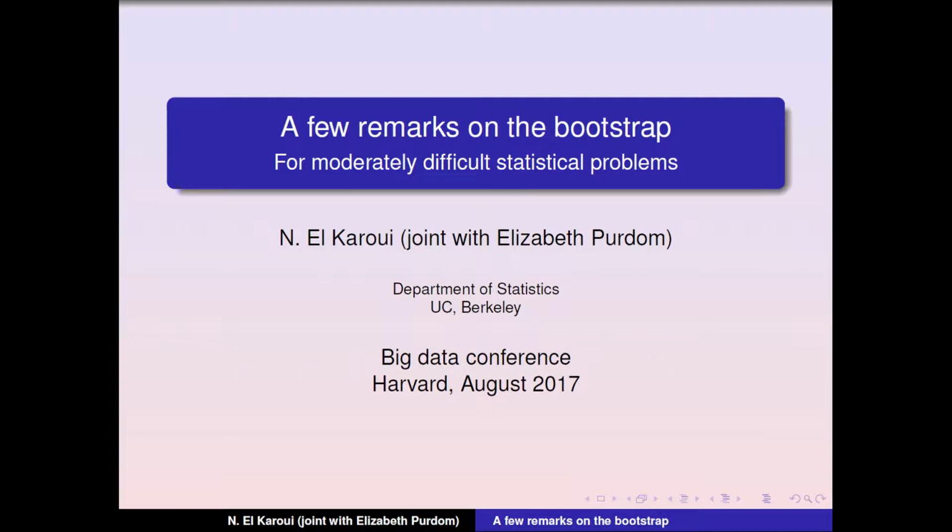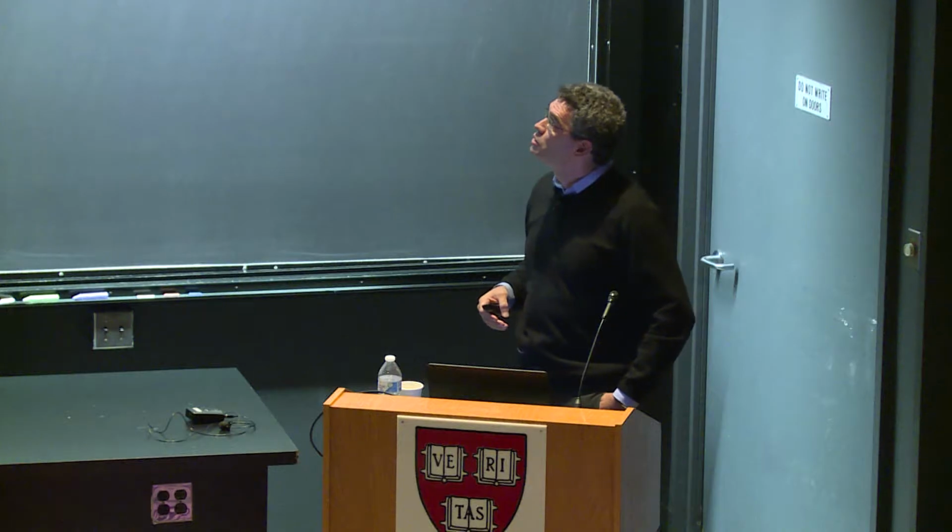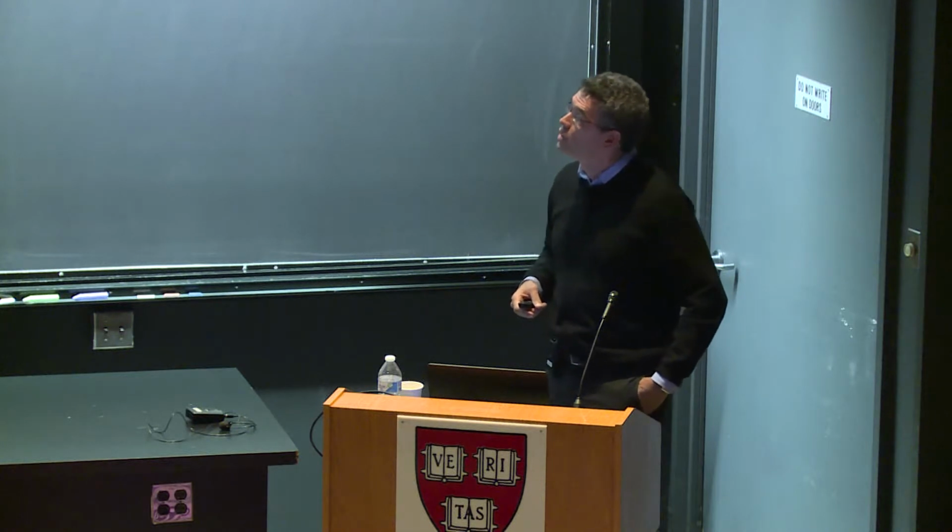It's joint work with Elizabeth Purdom, who's also at UC Berkeley. Basically we are asking ourselves questions about resampling methods for what we think are moderately difficult statistical problems. Essentially I'll talk about the Bootstrap, because the audience is quite wide. I'll review the Bootstrap a bit and then get into more of what we've done.